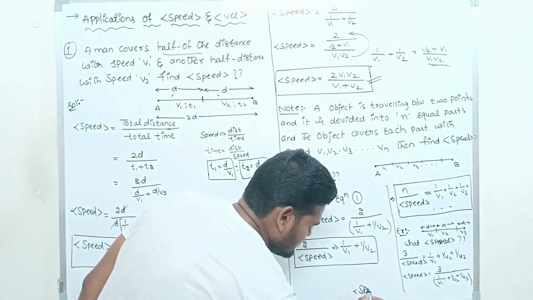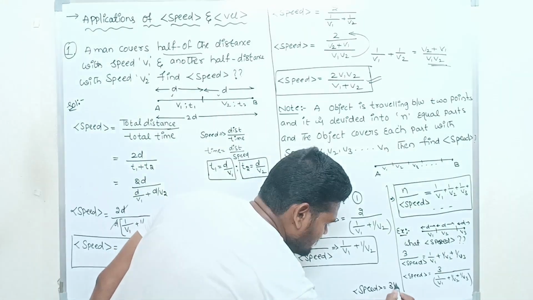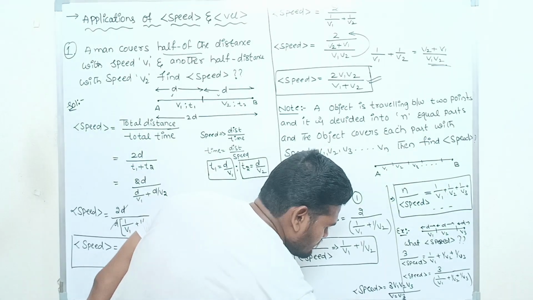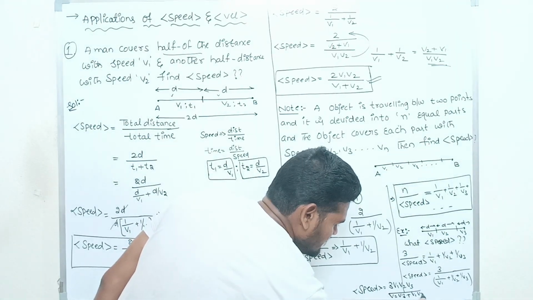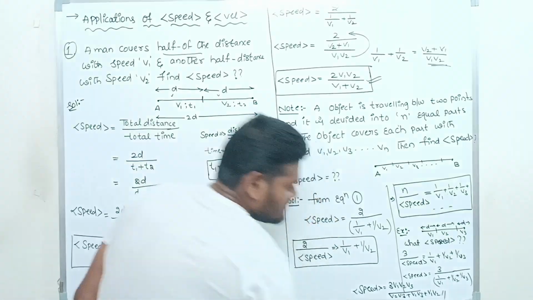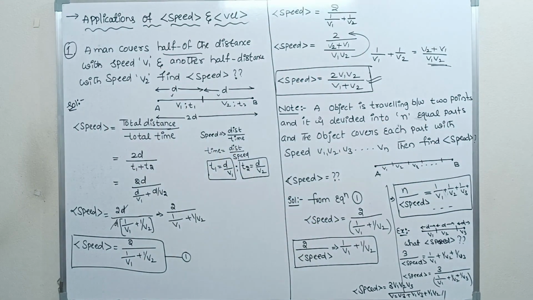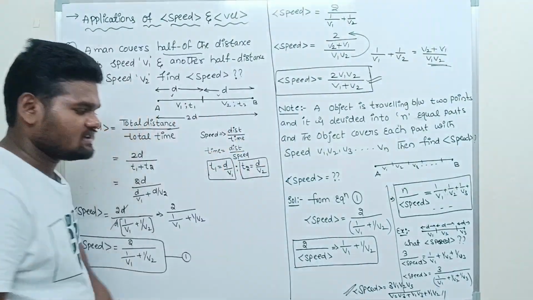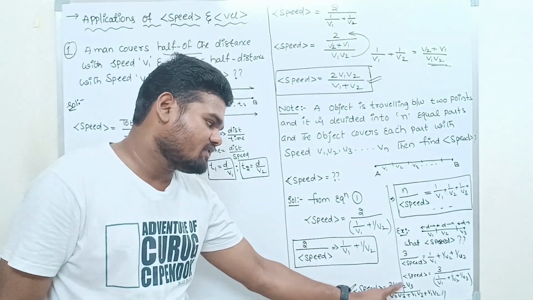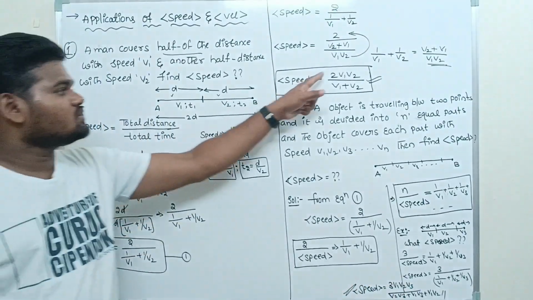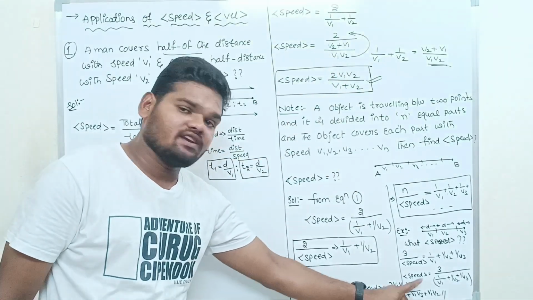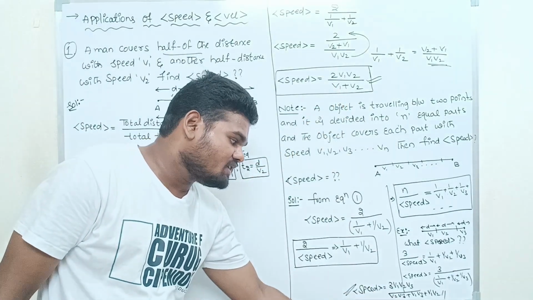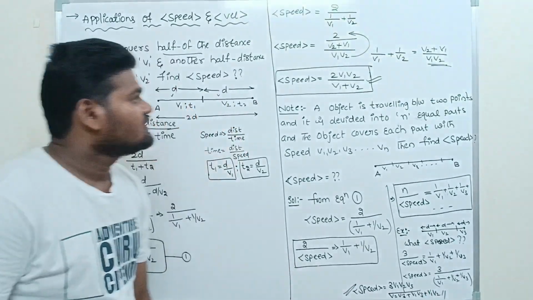So average speed is equal to 3 into v1, v2, v3 divided by v2, v3 plus v1, v3 plus v1, v2. So that is the average speed you will get. Are you able to see the board? Okay. So if you take the LCM correctly, you will get the answer. Average speed is equal to 3 into v1, v2, v3. Here LCM is what? Here you will get the LCM v2, v3 plus v1, v3 plus v1, v2.